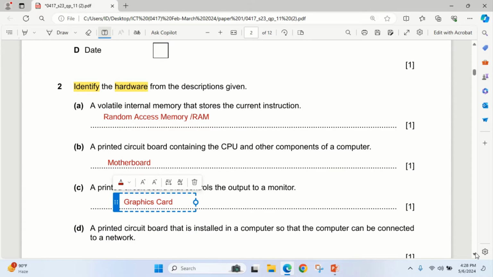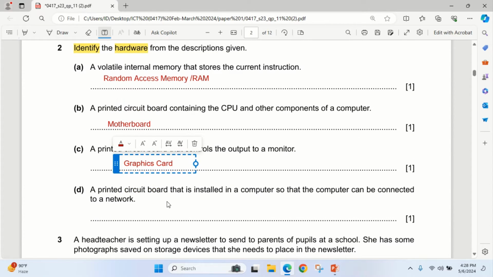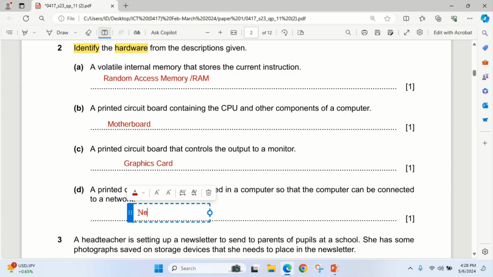Then the next one is a printed circuit board that is installed in a computer, so the computer can be connected to a network. That is simply network card or just network interface card. Network interface card or just NIC. Then question number 3.